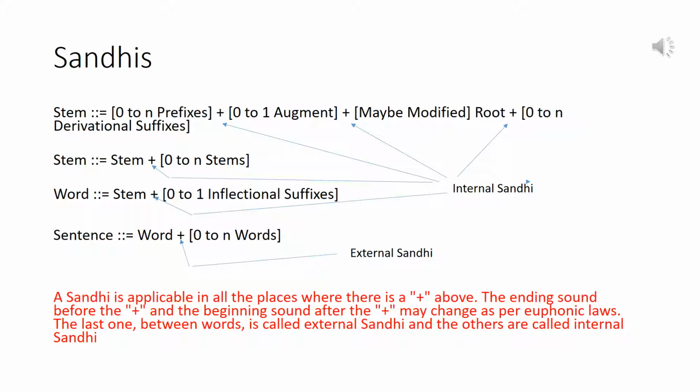Now we can look at sandhis. A sandhi is possible in all the places where there is a plus here. The ending sound before the plus and the beginning sound after the plus may change as per euphonic laws. We touched briefly on this in lessons 1 and 3. The sandhi between words is called an external sandhi, while the sandhi within a word is called an internal sandhi.